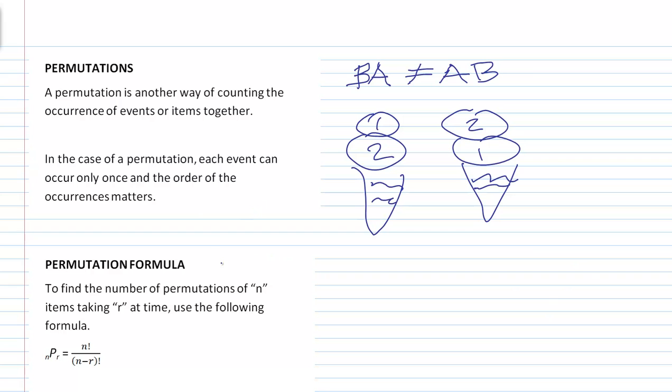The formula for finding a permutation has to do with those factorials. And that's why we talked about what 5 exclamation point or 5 factorial meant. So here's the permutation formula. The permutation of n items taking r at a time is n factorial over n minus r factorial. So let's look at an example, and then we'll talk about a shortcut for this.